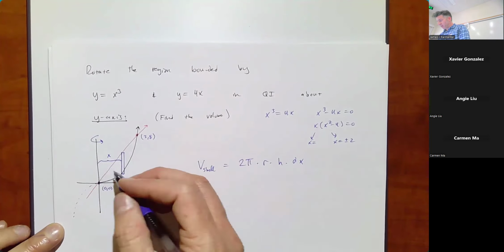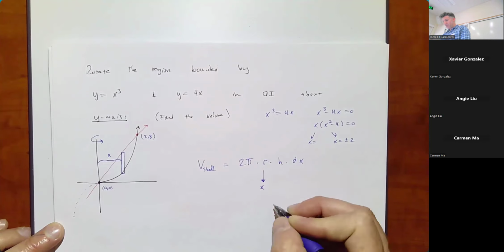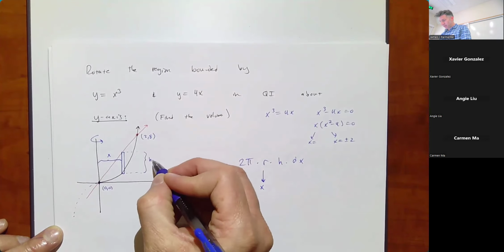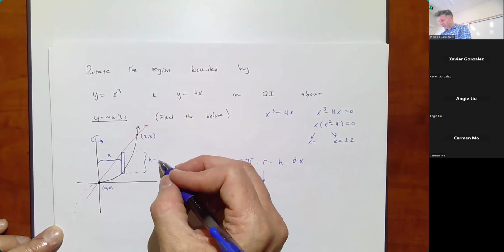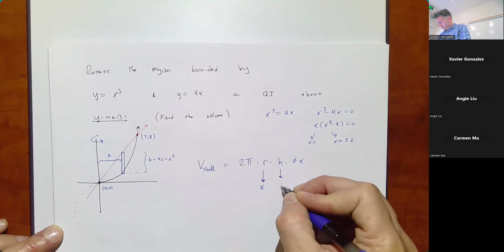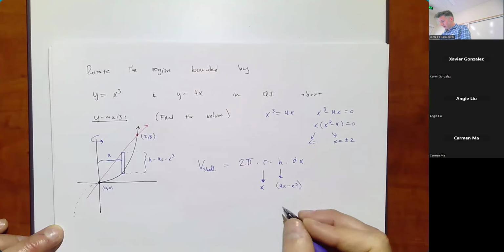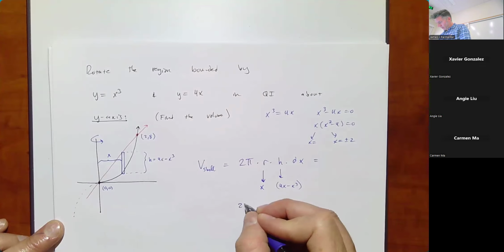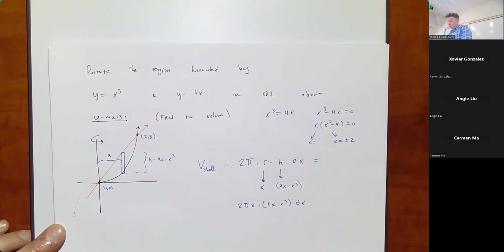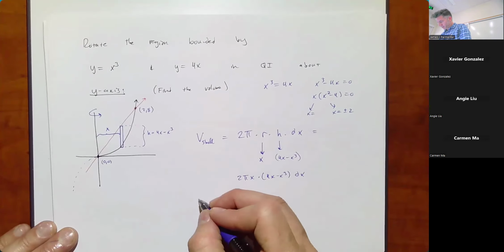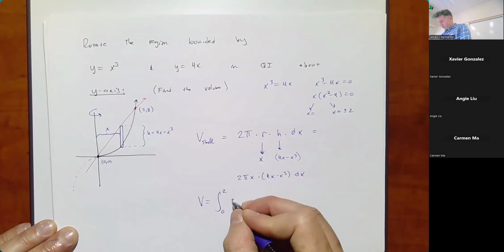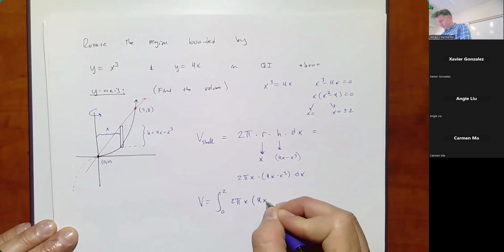So here, my radius is just x. My height is the top minus the bottom, so my height is going to be 4x minus x cubed. So the volume of my shell is going to be 2 pi times x times 4x minus x cubed times dx. Then my total volume is going to be the integral from as far left as 0 to as far right as 2 of 2 pi x times 4x minus x cubed.